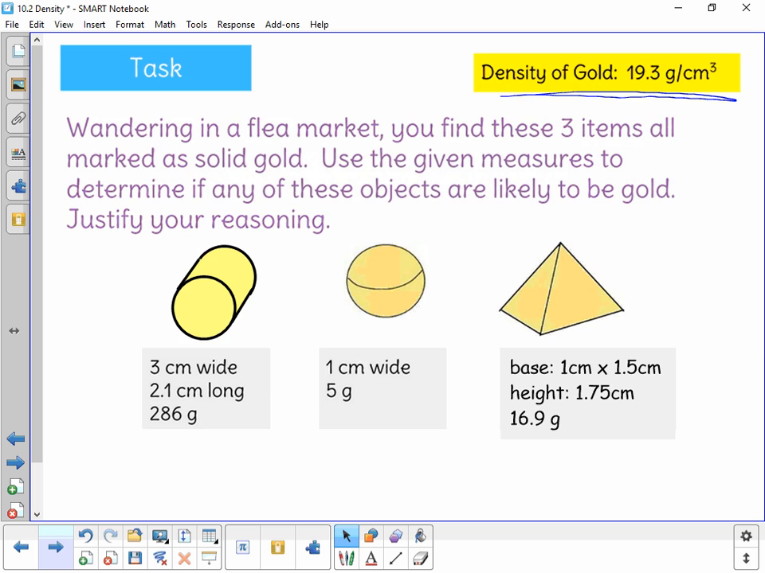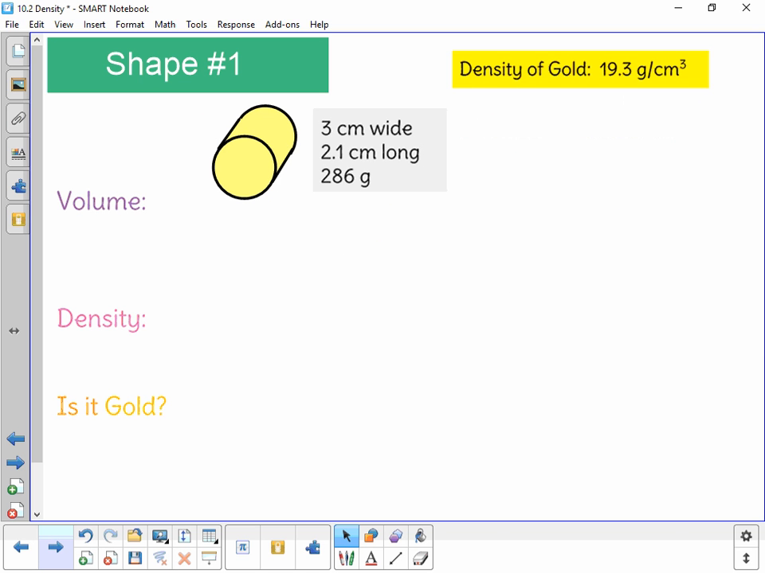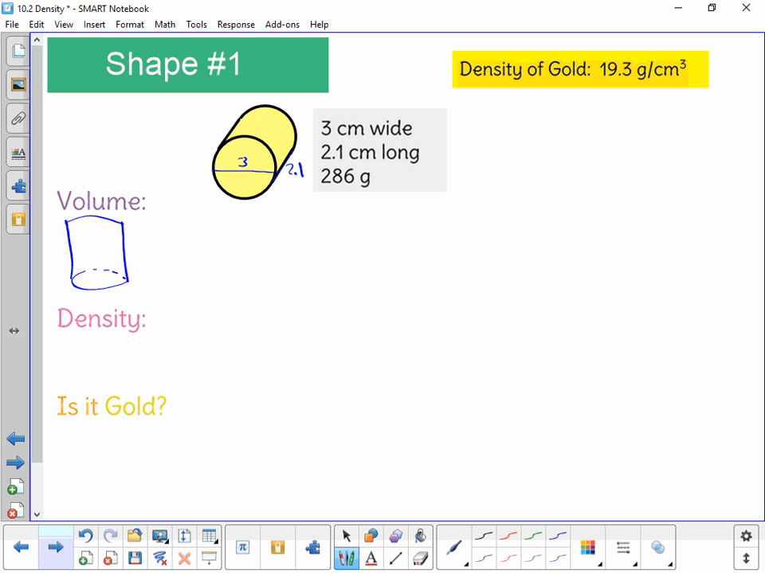So let's work through each of these shapes. First we have this little cylinder. It tells us that this cylinder is 3 centimeters wide and 2.1 centimeters long. To find the volume of a cylinder, if you have your reference sheet, it tells you that it's the area of this circle, pi r squared, where r is the radius, and then we multiply that by the height. So the volume is pi r squared times the height.